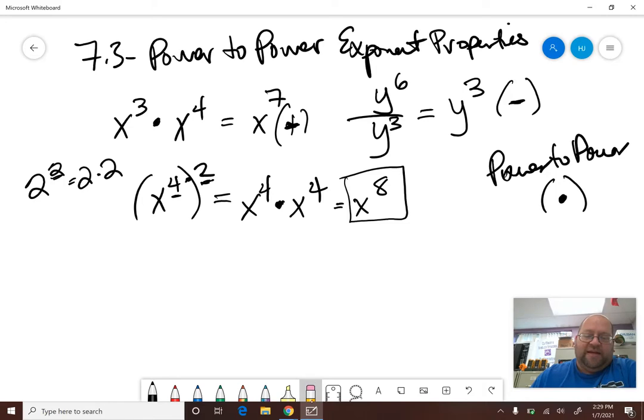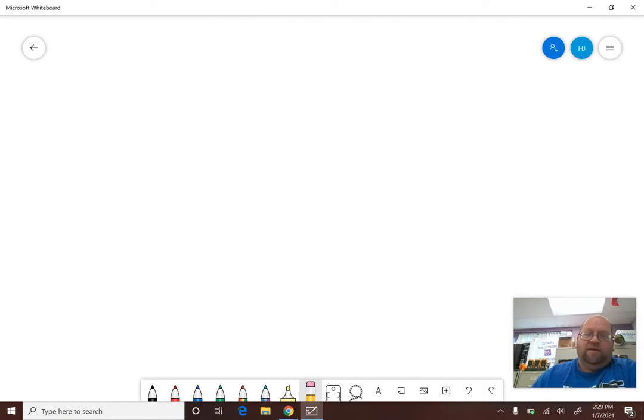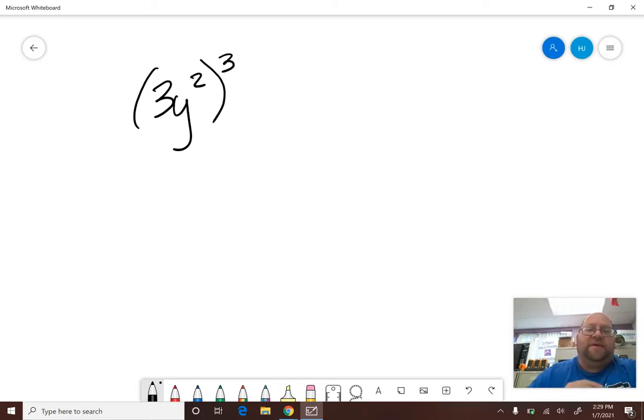I'm going to go ahead and clear my canvas. And let's look at a new problem. So now we'll look at 3y to the second, and that is being raised to the third power, okay? So now let's think about what we really have here. You really have this entire quantity, because it's in parentheses, being raised to the third power.